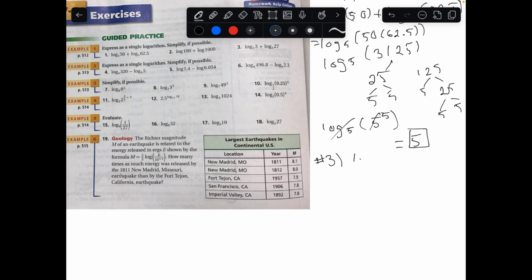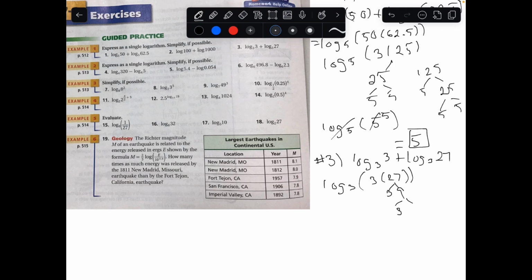I have log 3 of 3 plus log 3 of 27, which is the same as saying log base 3 of 3 times 27. Now, normally I'd multiply this together like what I did above, but I'm going to take advantage of the fact that I know that 27 is 3 times 9, and that 9 is 3 times 3 to help me factor this thing.